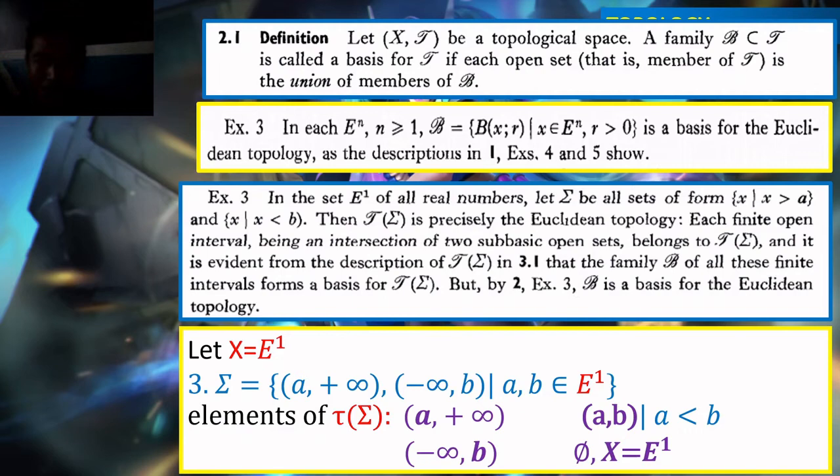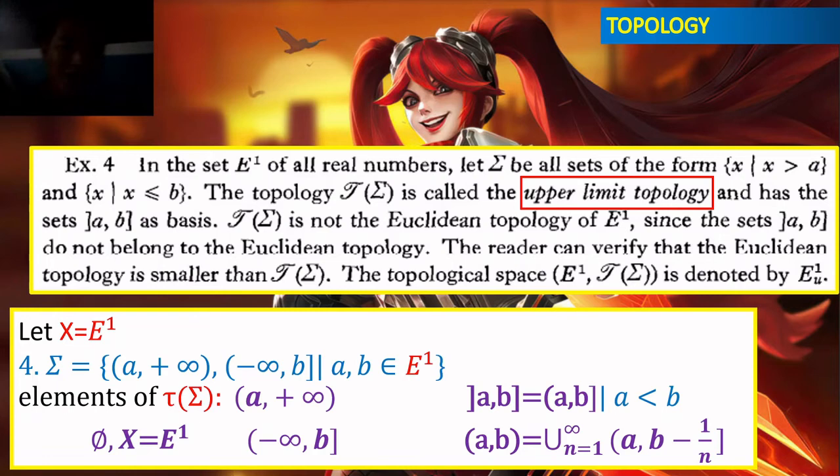Next. Kani class. In the set E1 of all real numbers. Parehas na ganina. One dimensional lang. E1 naman ta. Let sigma be all sets of the form this one. X such that X is greater than A, and X such that X is less than or equal to B. Okay, now, the topology tau sigma is called the upper limit topology. And has the sets A, B as basis.